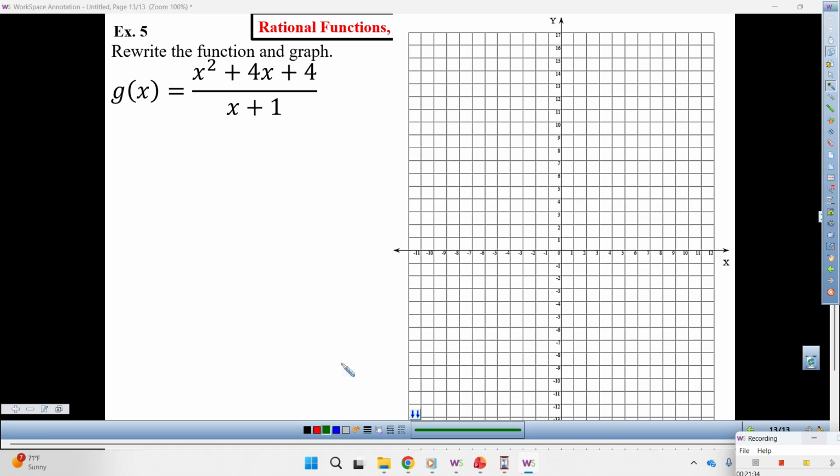F of x equals 1 over x. Let's check the denominator. Does it have a squared on the denominator? No, so that means this is a regular rational. So at 0, we got our HA going sideways, our VA going up and down. So my point is here at 1, 1, and negative 1, negative 1.